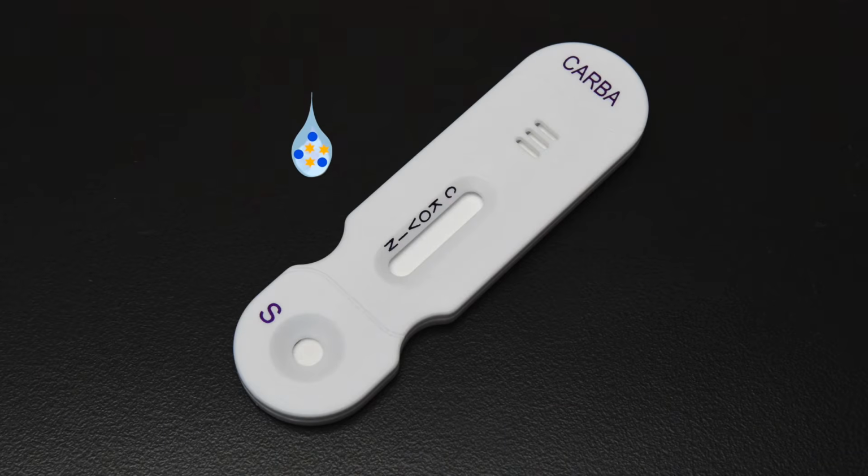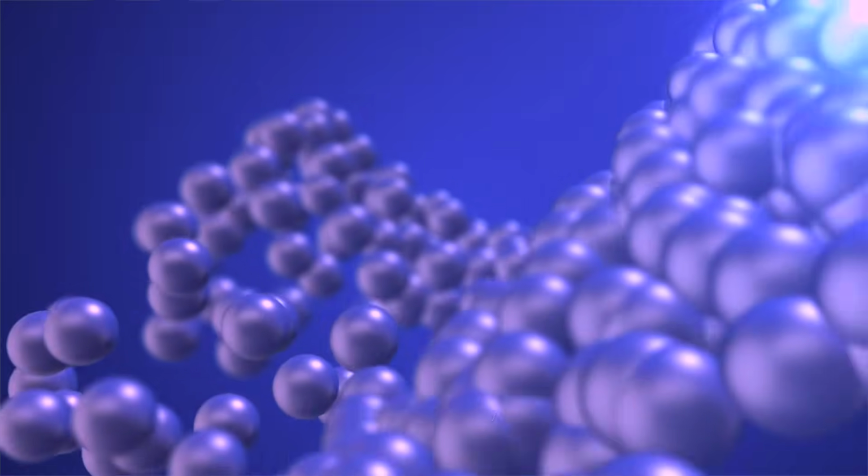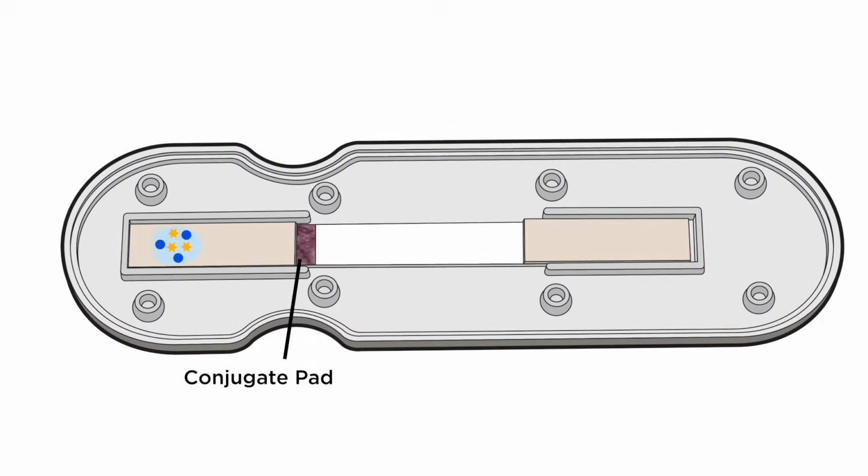To run a lateral flow assay, first, the test sample is applied to the device via the sample pad. The sample pad may or may not be treated with certain agents to neutralize the pH of the sample and block non-specific binding interactions by molecules other than the target of interest. The sample flows through the device by capillary action. The sample will come into contact with the conjugate pad next.